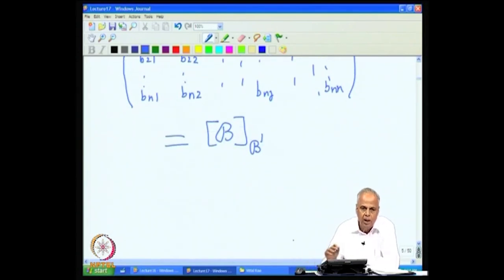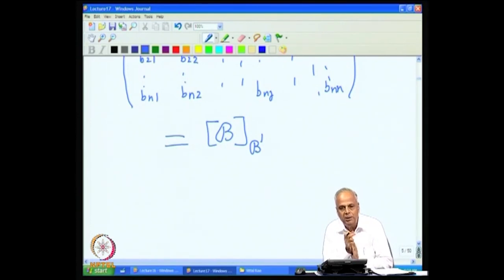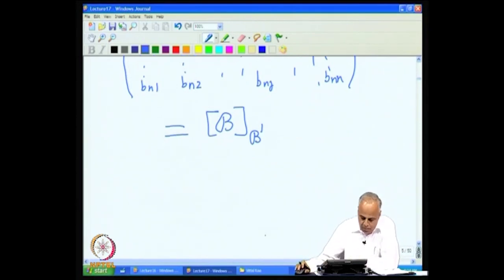How does this help? At least this gives you a compact digitized version of the relationship of the B vectors in terms of the B prime vectors. This is what we were looking for. We were saying that the two representations of a given vector in terms of the B and B prime basis will obviously depend on the relationship between the B and B prime basis. Now, we have captured in some form the relationship between the B and the B prime basis.